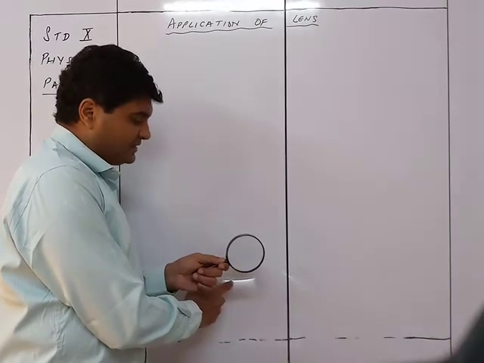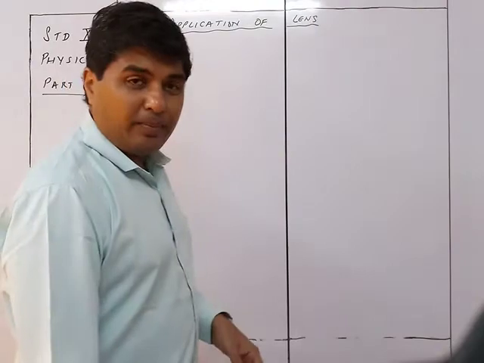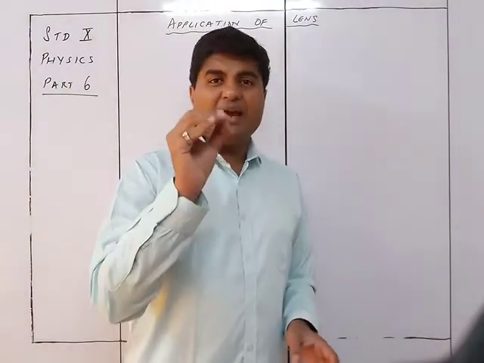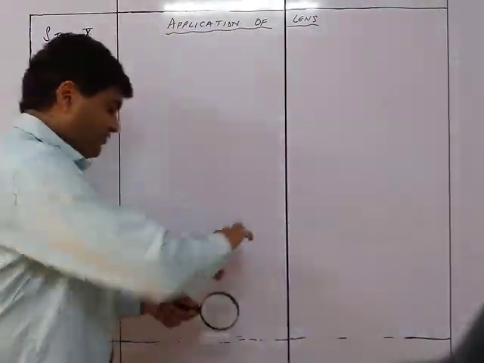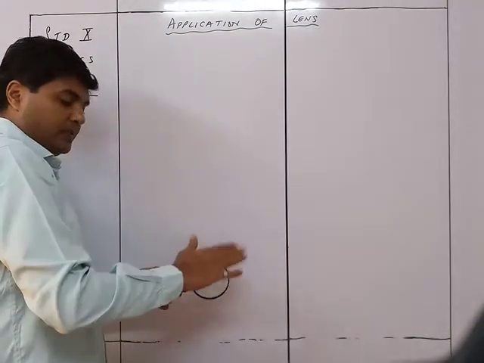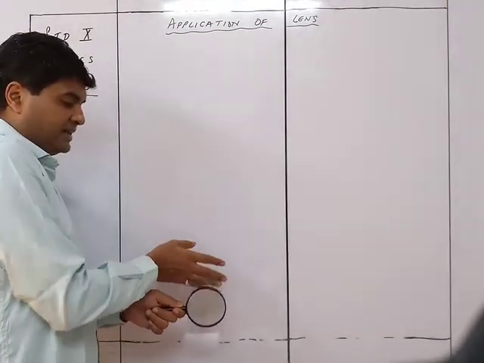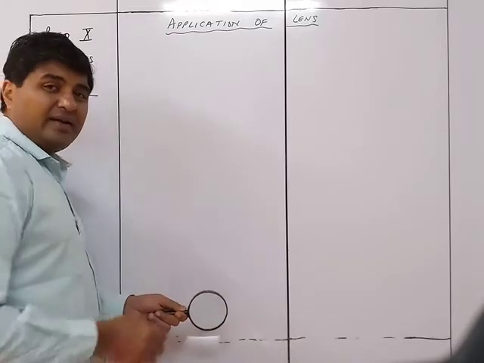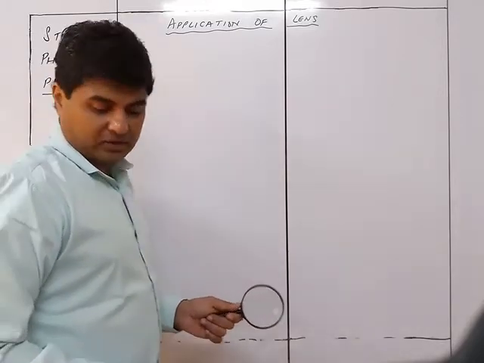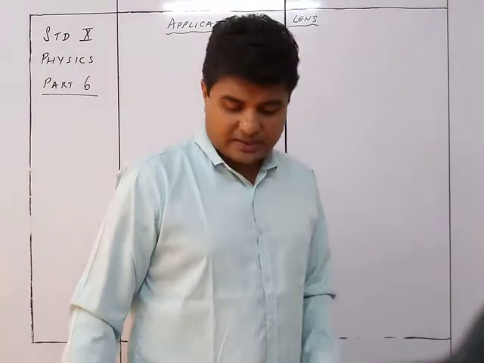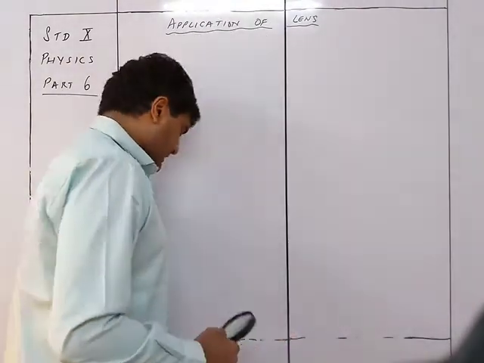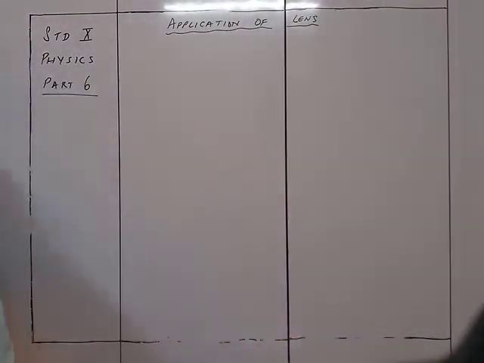So when I can see the image very clear, at that point, if I measure the distance between the lens and the screen, then I can say that the distance over here is nothing but the focal length. So that's what they have given over here, that they have taken a scale. I can also take a scale like this.